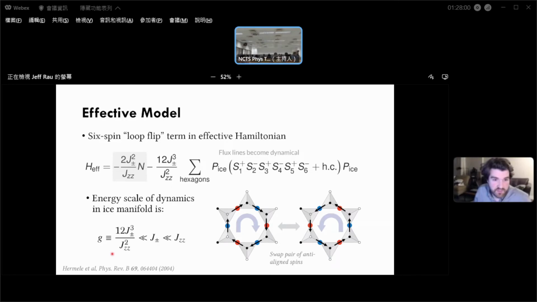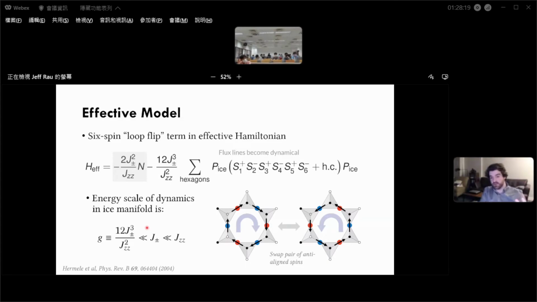Okay, and so I want to point out here just the hierarchy of scales. This is much, much smaller than the original perturbation itself, right? Because if the perturbation is small, then its cube is even smaller. And it's much, much smaller than the original Ising exchange. Otherwise, this perturbation theory wouldn't make sense.